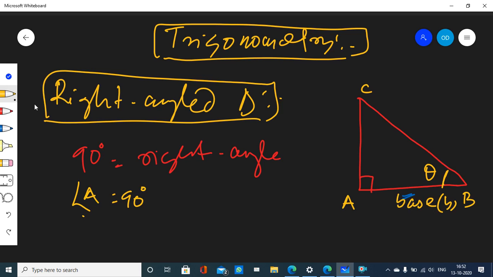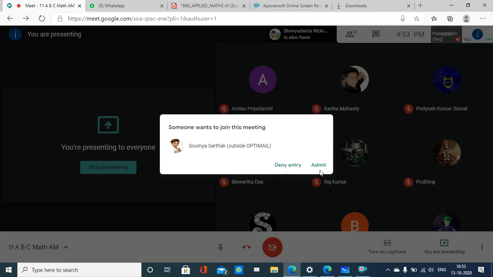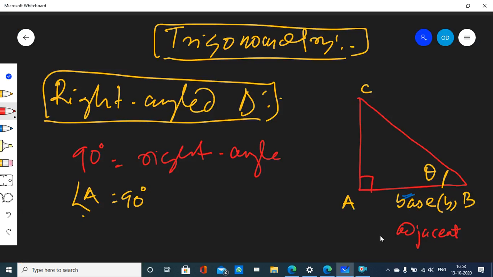It's called base, or sometimes it is also called side adjacent. Remember, this side AB, which is in contact with this angle theta, is called base. Also it is called side adjacent, and its length is denoted by small b.